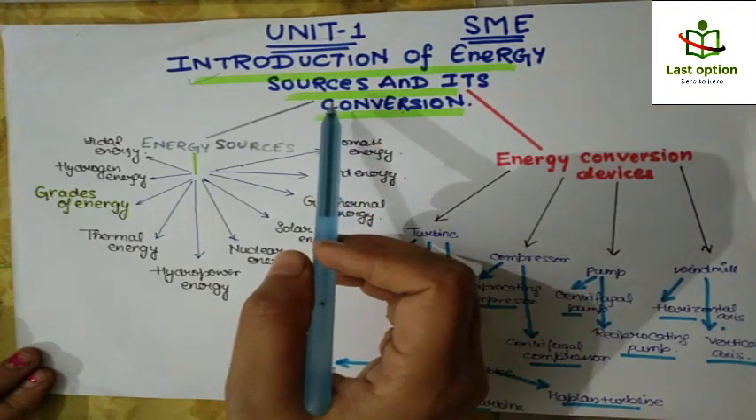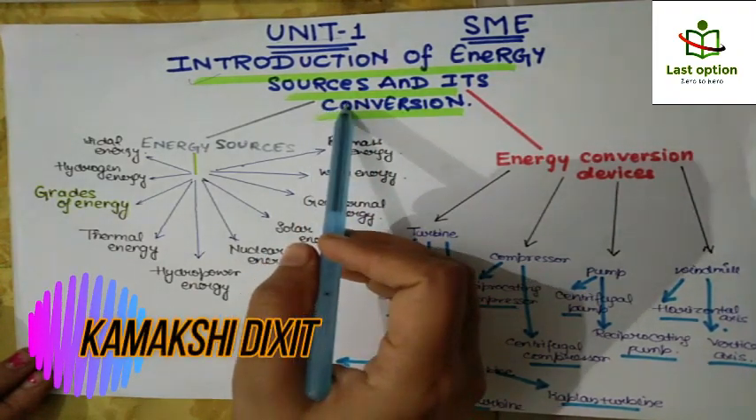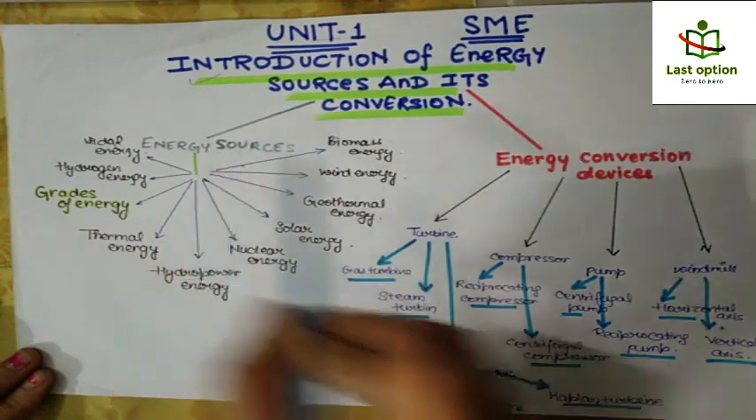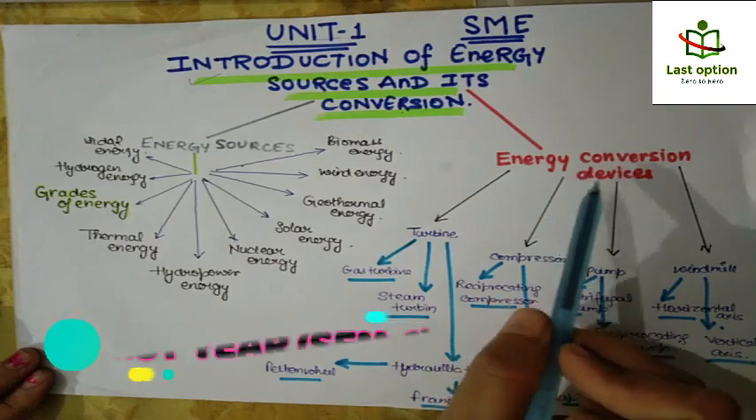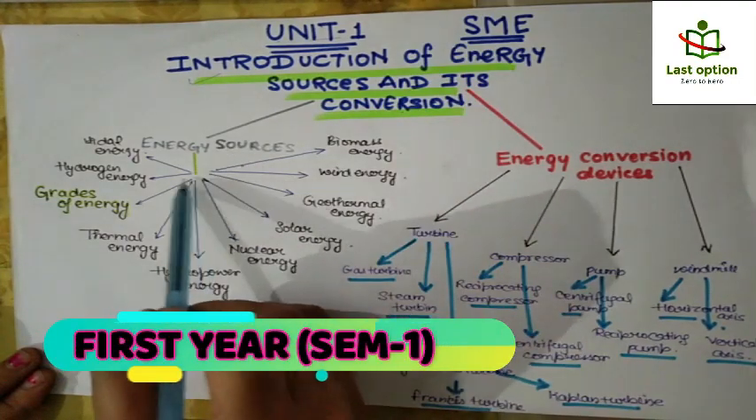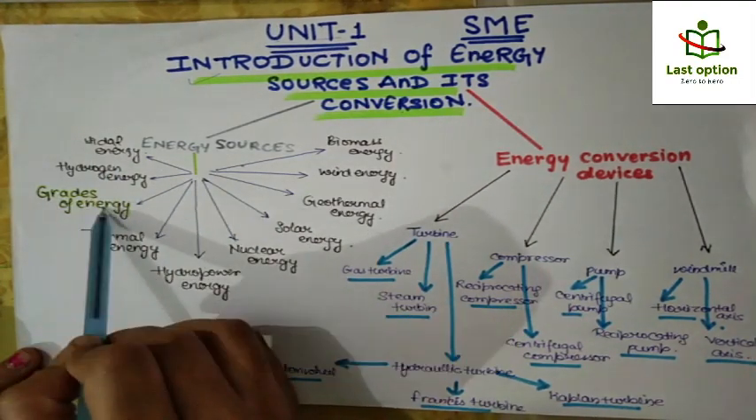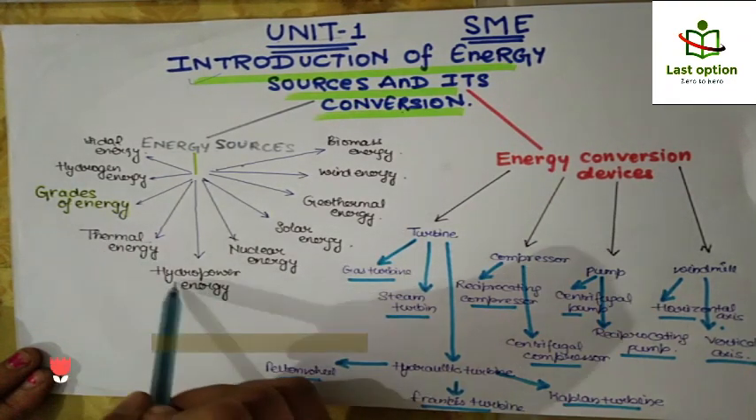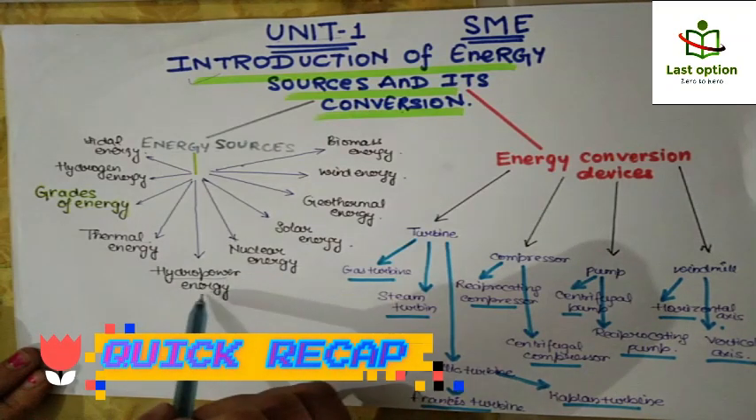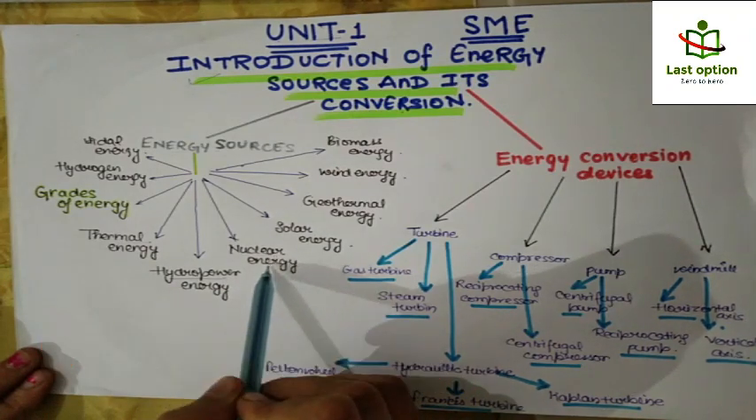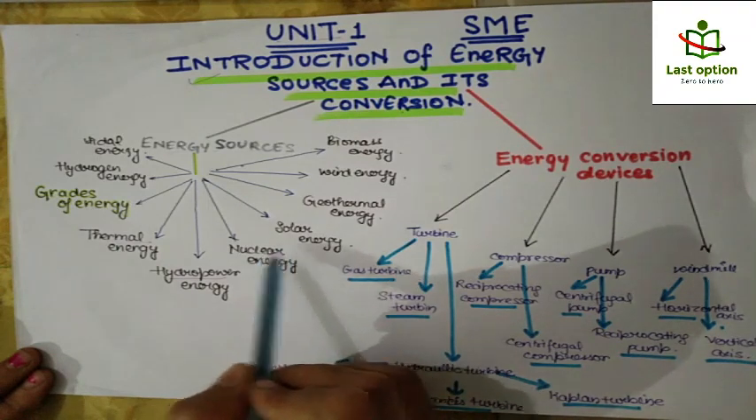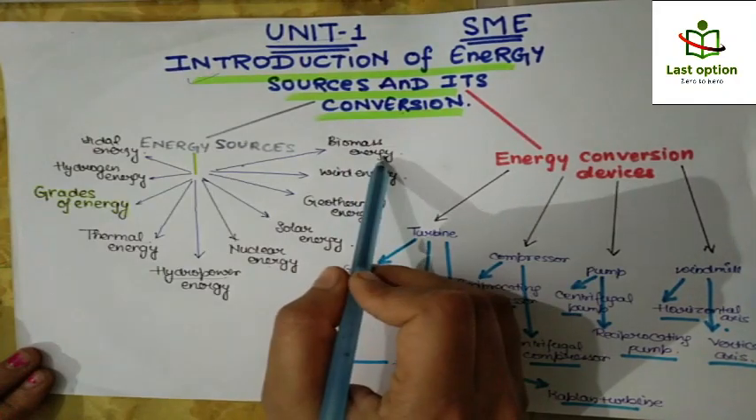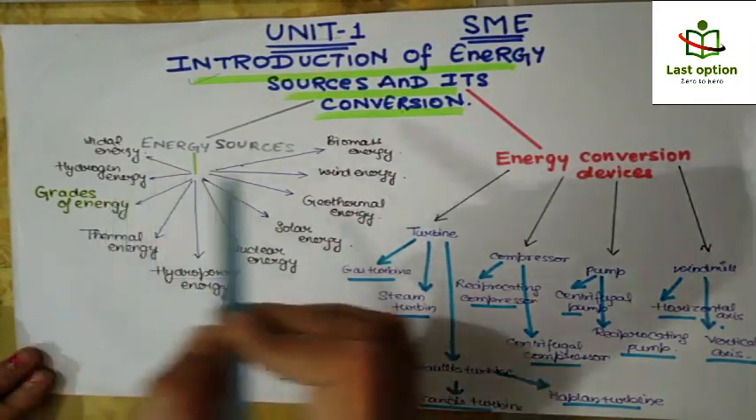So we are going to divide this unit into two parts. Basically this is chapter 1, which is energy sources, and this is energy conversion devices. In this we have to study grades of energy, thermal energy, where we will study different types of power plant, hydropower plant, hydropower energy. In nuclear energy we will study about nuclear power plant, solar energy, geothermal energy, wind energy, biomass energy, tidal energy and hydrogen energy.